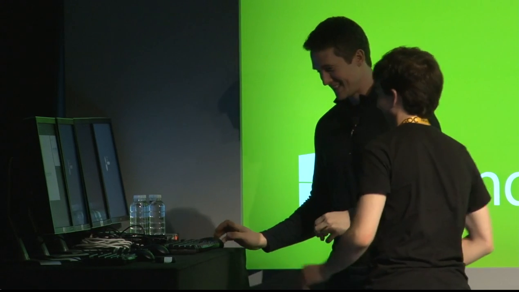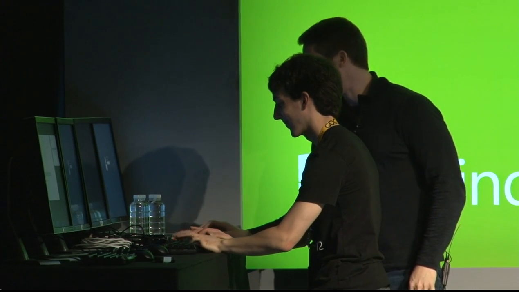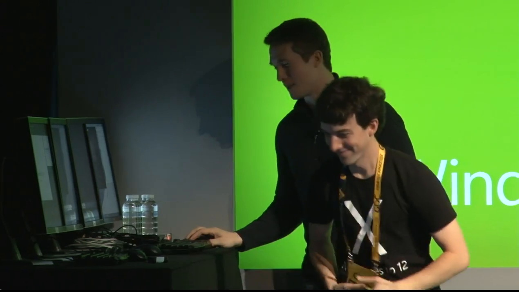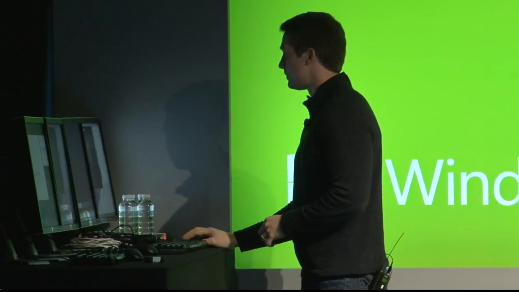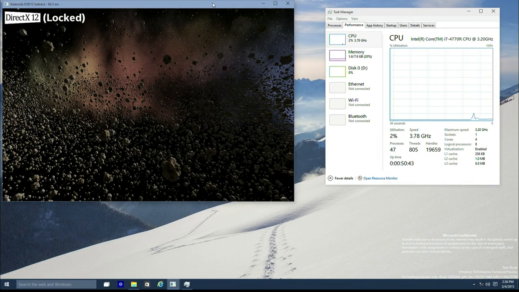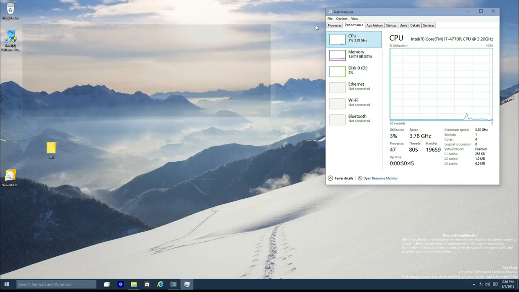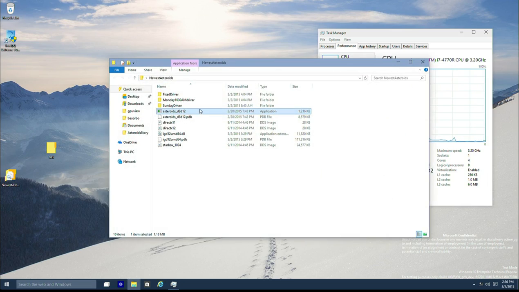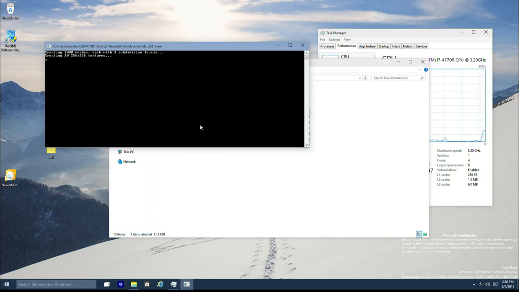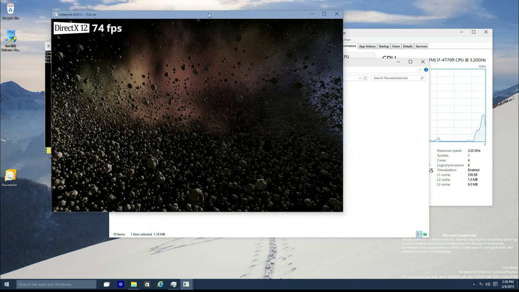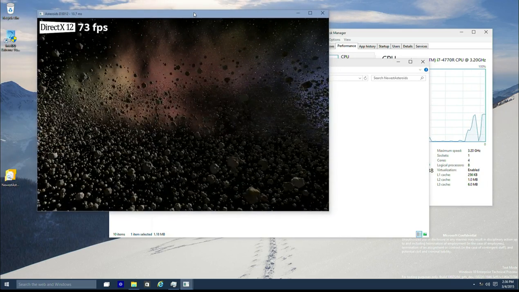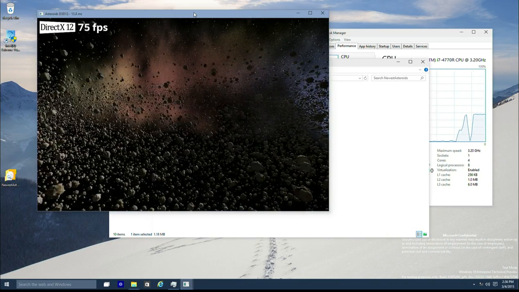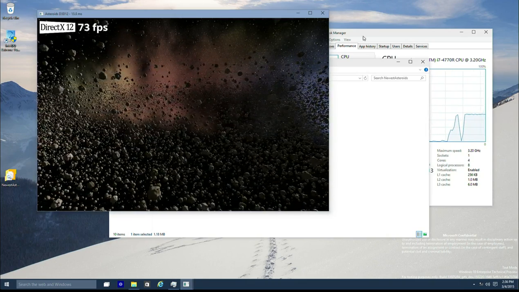Oops. There we go. Thank you, Bennett. Okay, actually, let me restart this. There. Okay. Yeah, so we're running in D3D12 mode. I'll actually pull it back and show you D3D11 just for a comparison.